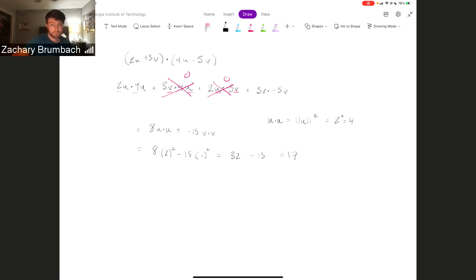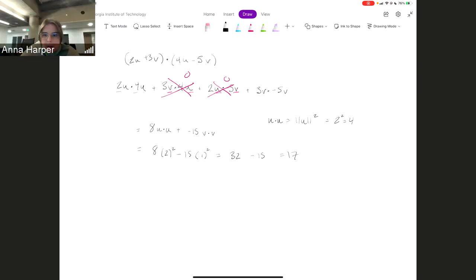Okay. Questions on that? So, is the 3v times 4u, that's 0 because they're orthogonal? Exactly. Okay, and if they weren't orthogonal, then would you just plug in the values for v and u like you did in the other parts? You would need each individual component.